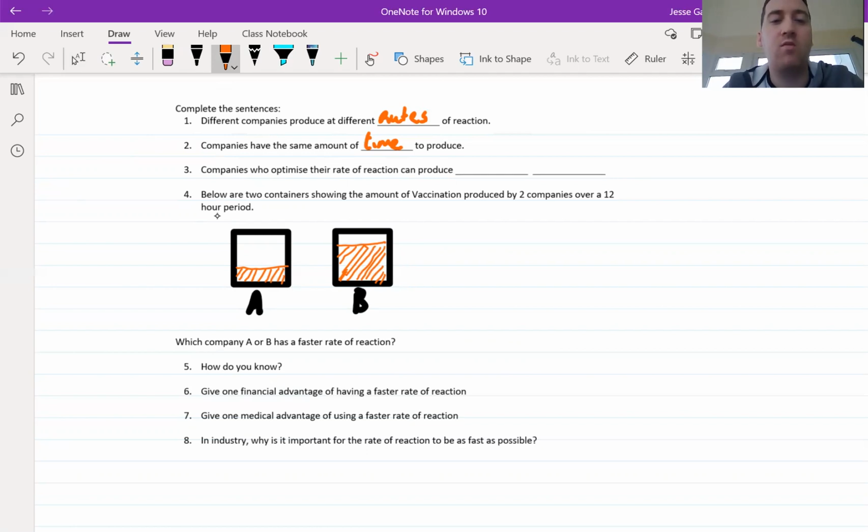Companies who optimize the rate of the reaction can produce something. Okay, well, that's going to be more money or more product. You might say more product, more profits, or more money made. Anything there will be okay, any of those. Companies who optimize the rate of reaction can produce more product, more profits, more money, because they're all connected to each other.